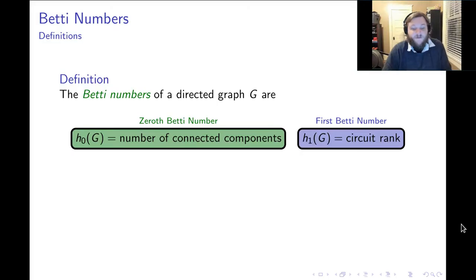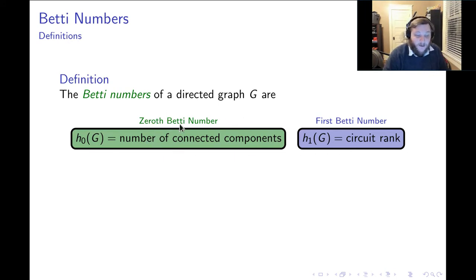Our concept of dimension is also relevant to our study of directed graphs. I want to now introduce the language of the Betti numbers of a directed graph. The Betti numbers are numbers we've seen before, but we didn't give them this name. So there are two Betti numbers of a directed graph.